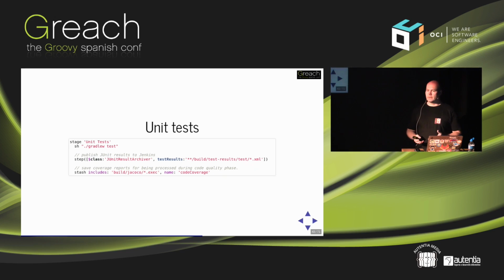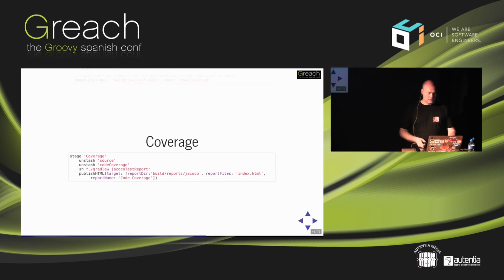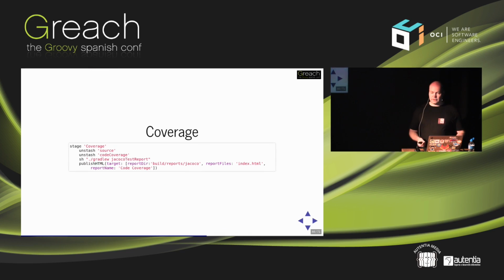Another stash here says, all right, I want the Jacoco exec file to be saved for code coverage. That means, again, I can run on a different executor as long as I unstash this. So for the coverage, I can unstash the source, so I have the sources, and I can unstash the code coverage, which gives me the Jacoco exec file. Run the Jacoco test report and publish that as HTML.